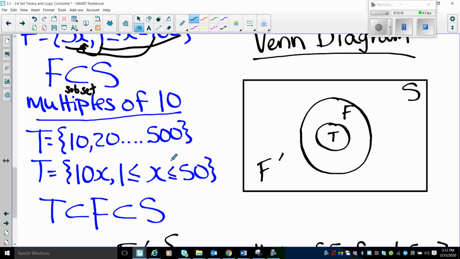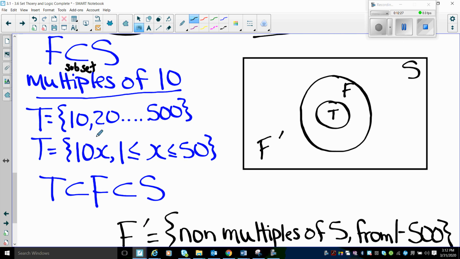And finally, it asked about multiples of 10, so I have to create another set. So I'm going to call it T for multiples of 10. In words, I would say any multiple of 10. Here, I'd go 10, 20, 30, 40, 50, all the way till I got to 500, and then I would stop. But I don't want to write them all out.